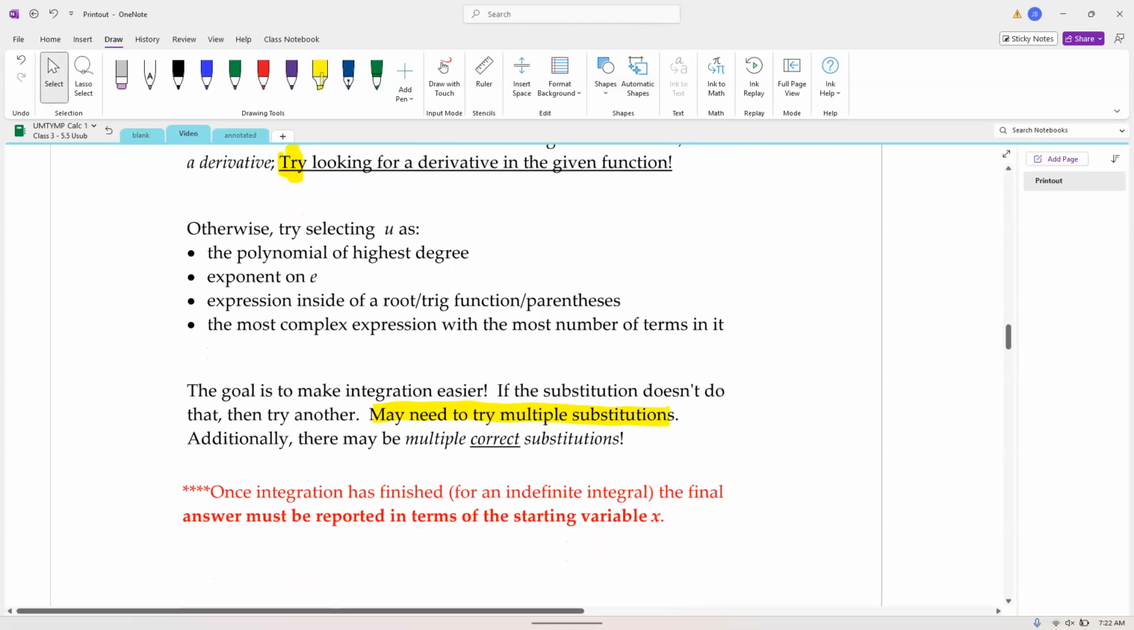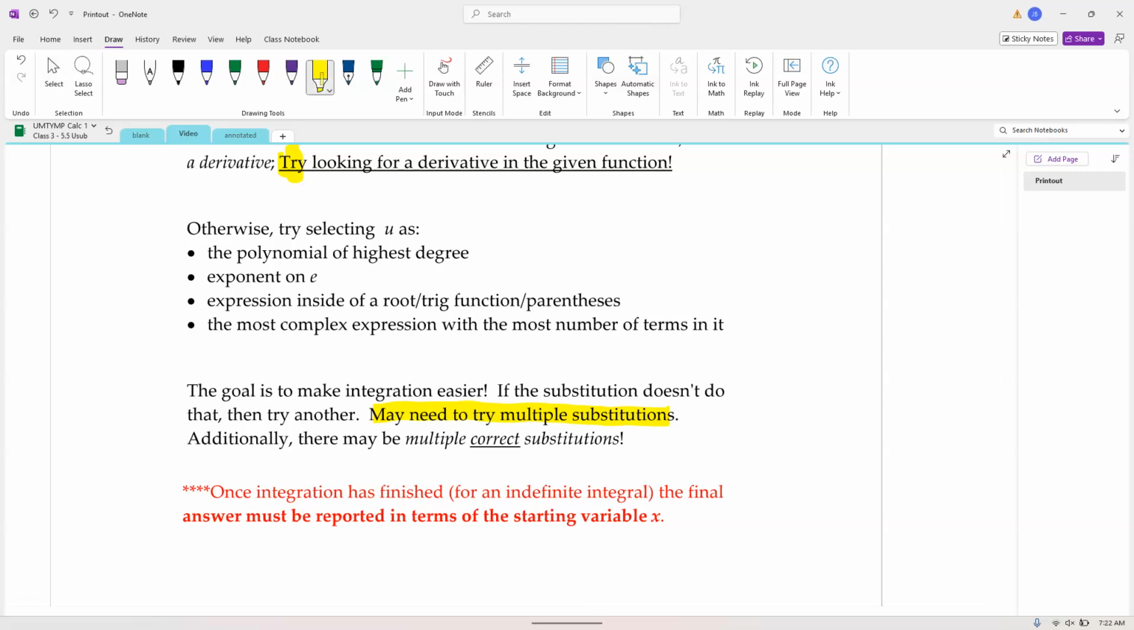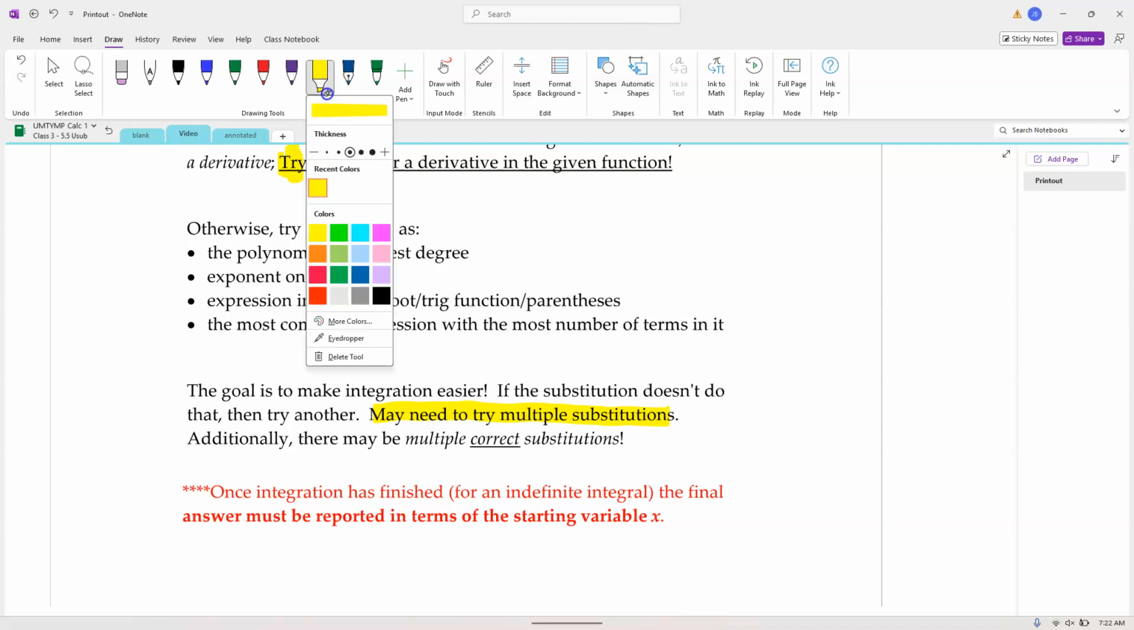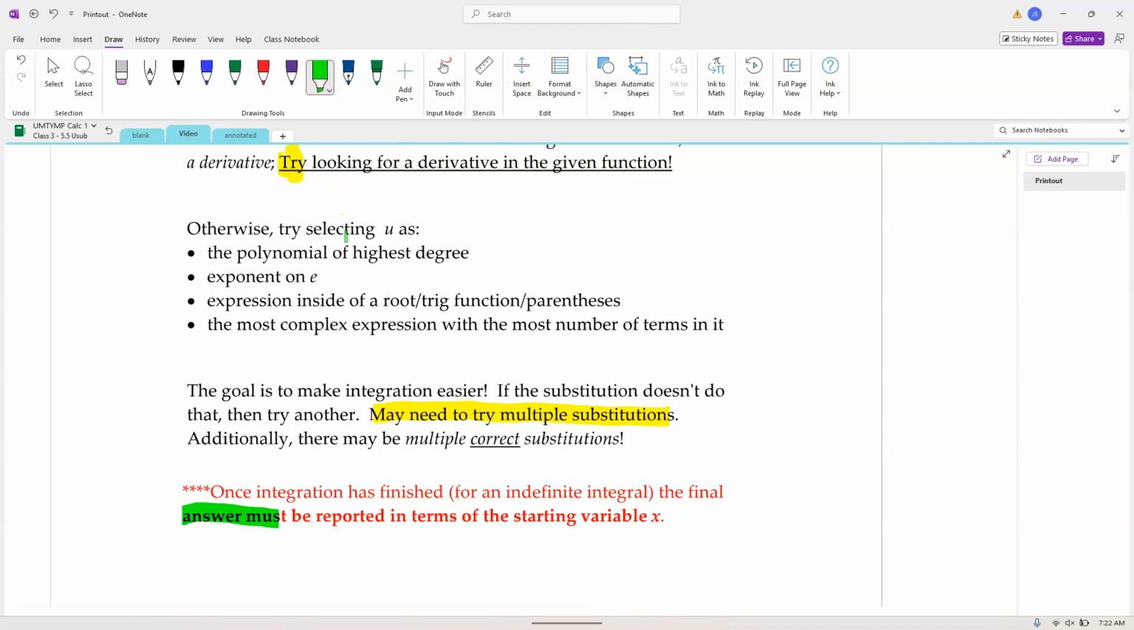But the main point is, and I mentioned it earlier when we were going through the substitution rule, you have to report your answer in terms of the starting variable. Okay, make sure to do that. And with that, we'll end this video, and in the next couple of videos, we'll look at some examples.